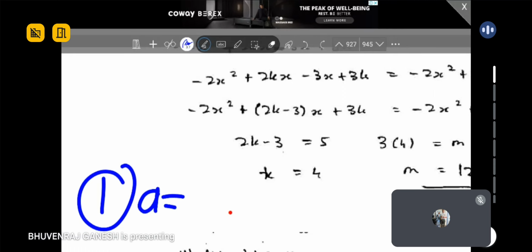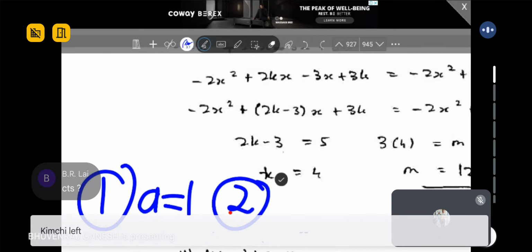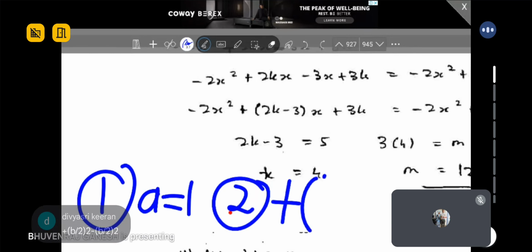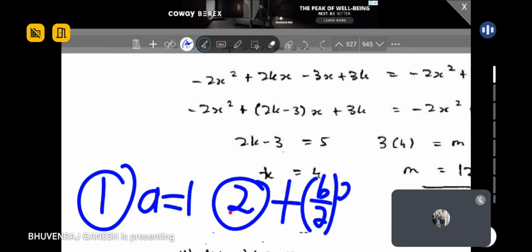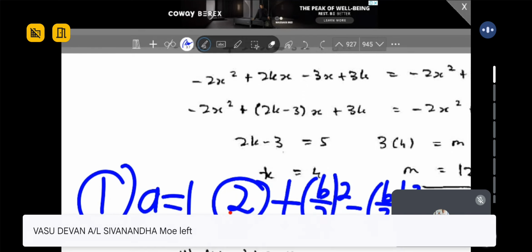Yes. First step is A equal to 1. Okay, pastikan nilai A kamu sama dengan 1. Second step, may I know? Yes, completing the square. CTS. Okay, second step, guys. Kaedah penyempurnaan kuasa 2. What is it? If you join my intensive. Very good. Okay, plus B over 2 square minus B over 2 square. Very good. Ini adalah langkah kedua, guys.